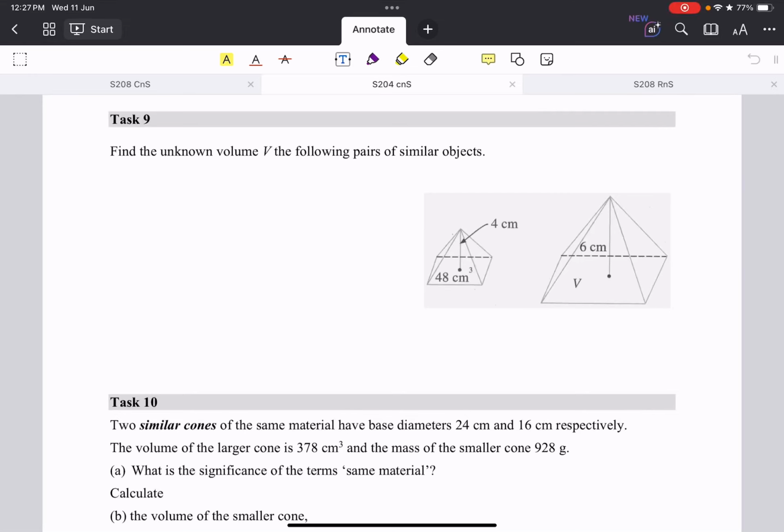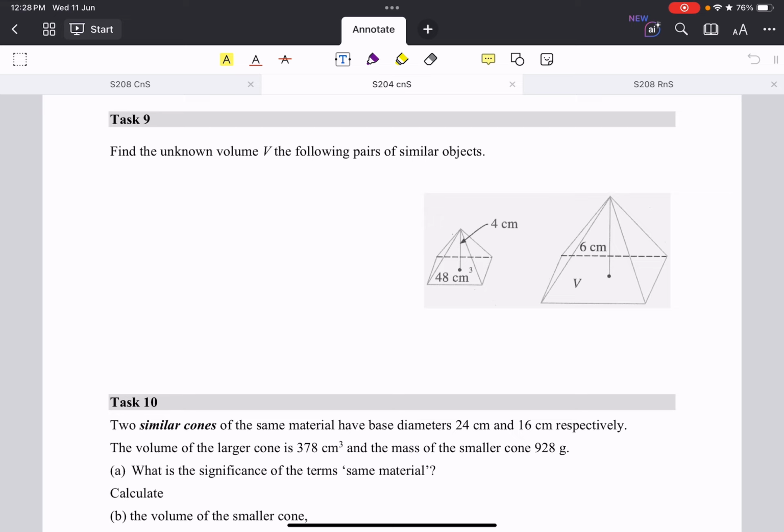Hello, students. I'd like to round up the chapter on similar three-dimensional objects, from task 9 onwards, so you can review this over your June holidays. I hope that will be helpful for you, and then we can start afresh on the new chapter, which I've just posted on Google Classroom, to prepare ourselves for term 3 and second semester. So let's begin with task 9.